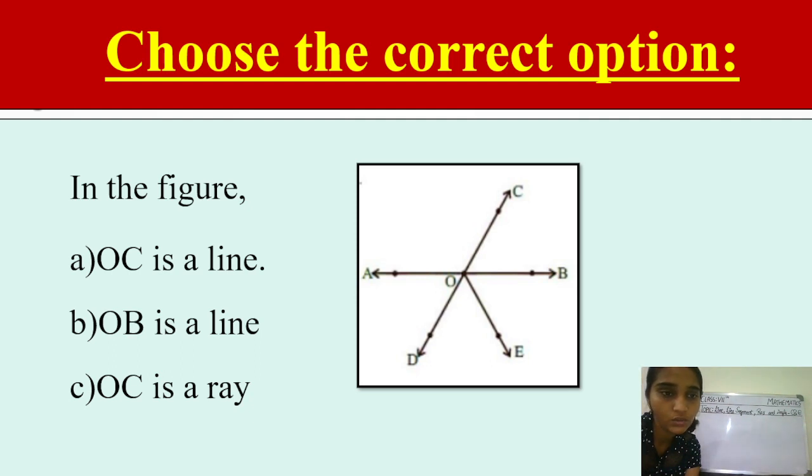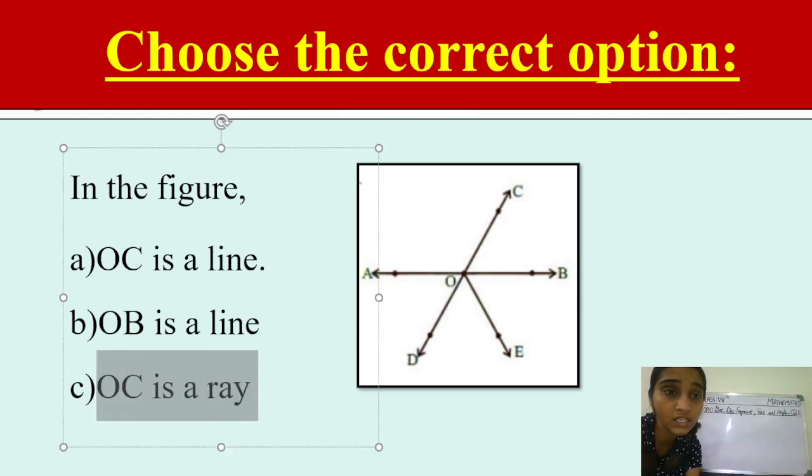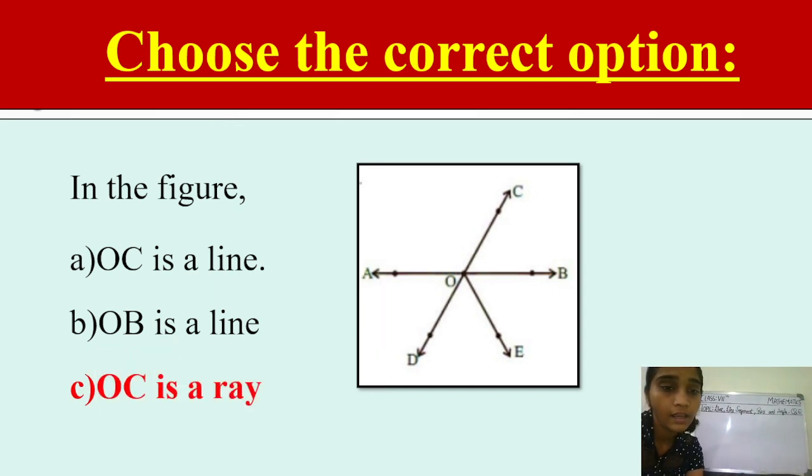Yes, very good, students. So if you are giving the answer that option C is correct, that OC is a ray, then you are definitely correct. And why is OC a ray? Because we have seen that OC has one endpoint. They are not lines, because we say that a line does not have any endpoint, right?